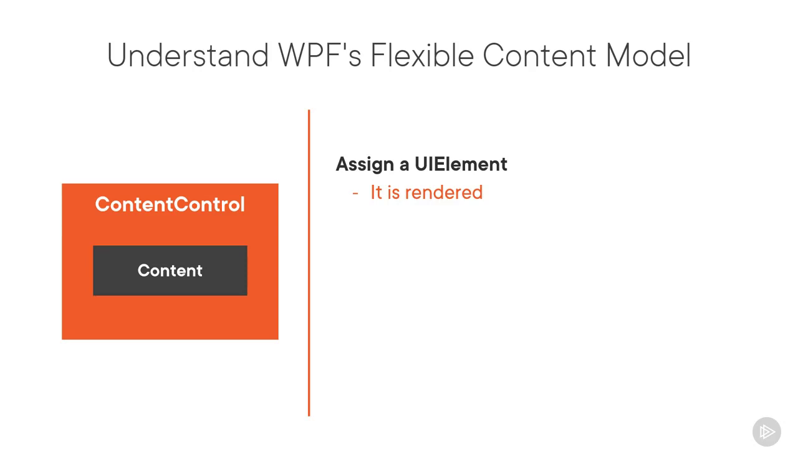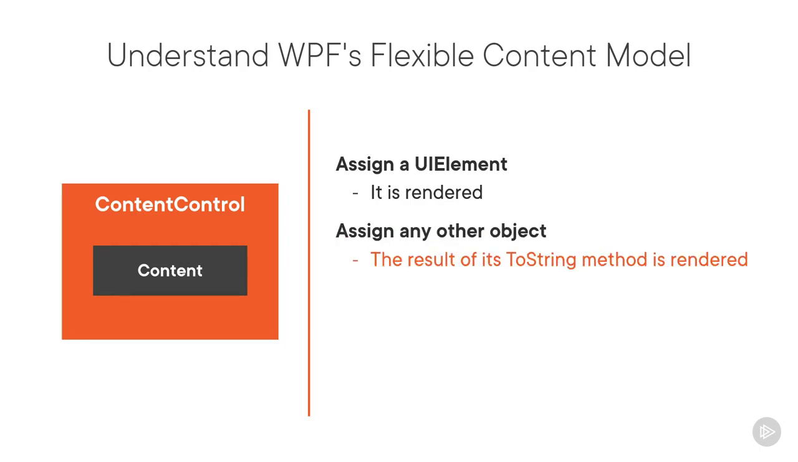But now the question is, what happens when you assign any other object that does not inherit from UIElement? When you do that, the ToString method on the object is called and the result of the ToString method is rendered. Behind the scenes, WPF creates a TextBlock UI element to display the string. But now, for some more complex objects, like for example a customer object, the result of the ToString method might not be what you want.